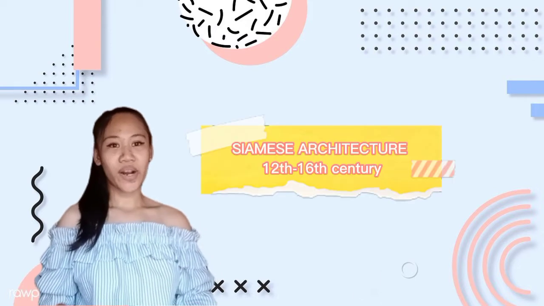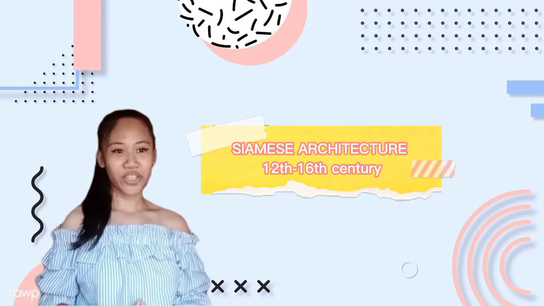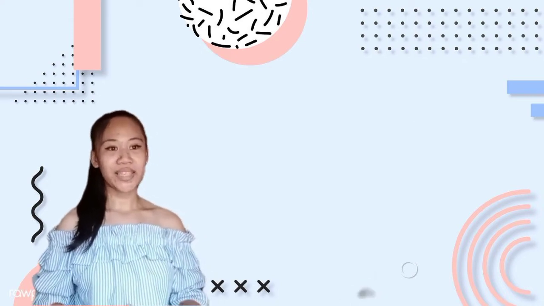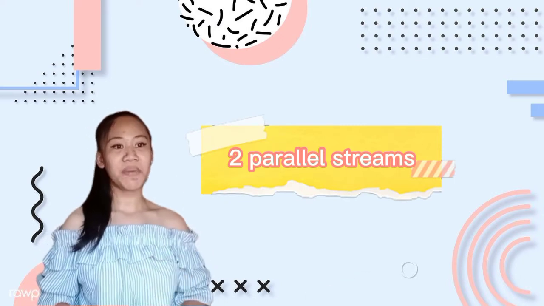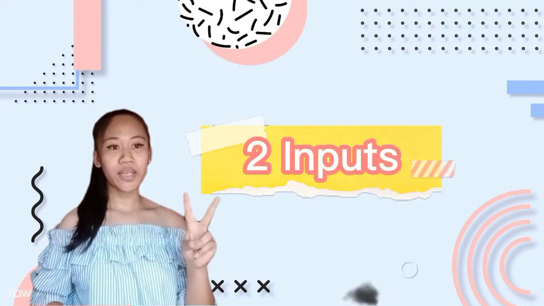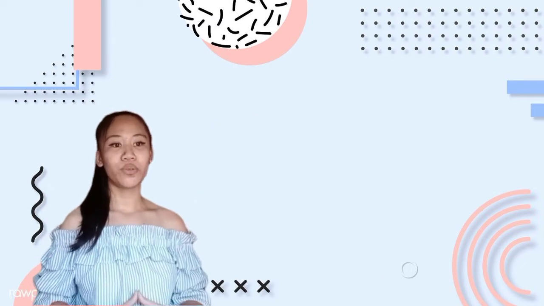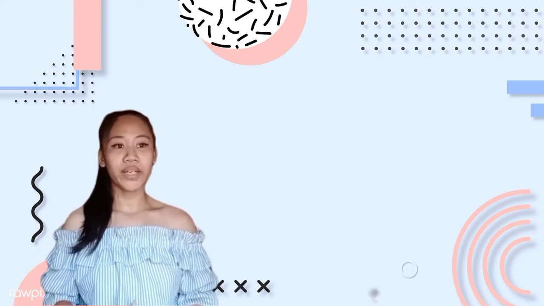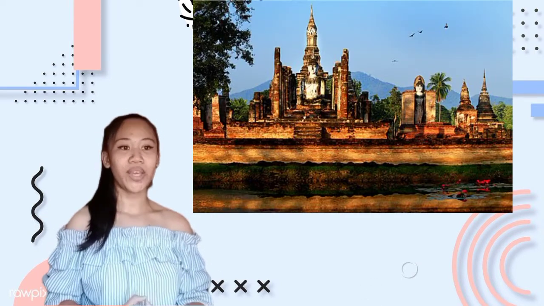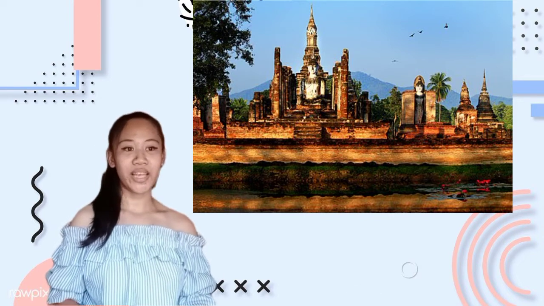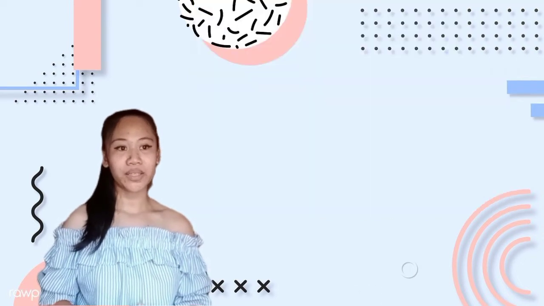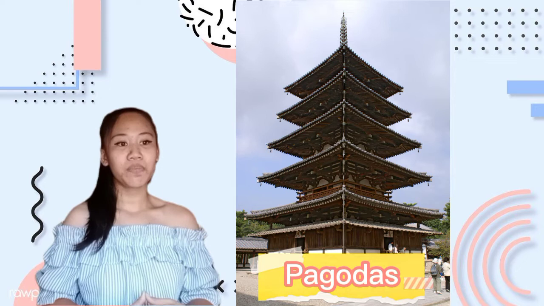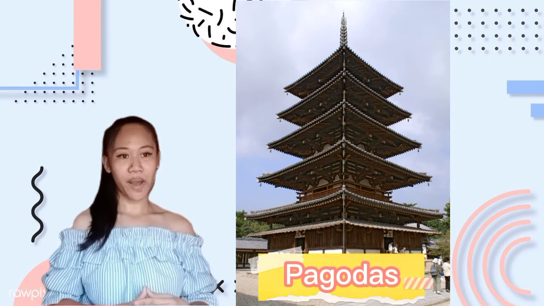Next is Dvaravati architecture from the 12th to 16th century. The architecture of Dvaravati appeared in the central region of Thailand between the 12th to 16th century. It used clay bricks. The constructions of the pagodas had a square base and an inverted bell-shaped top with a spire.